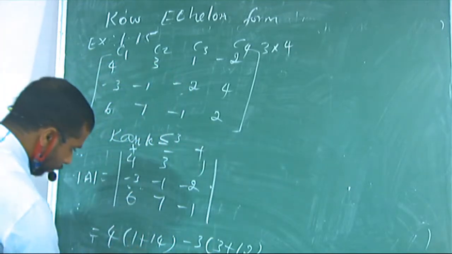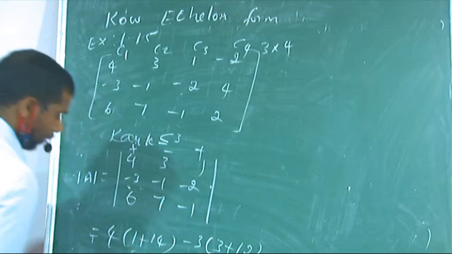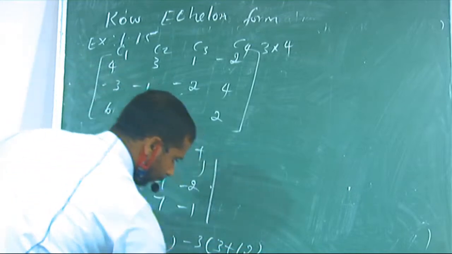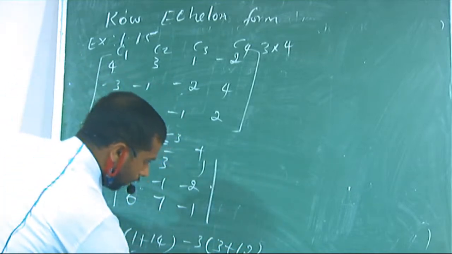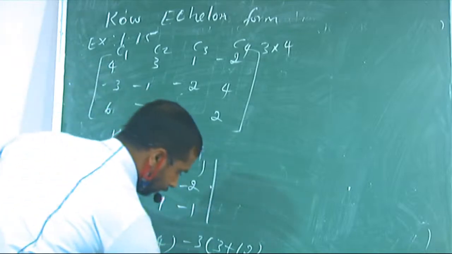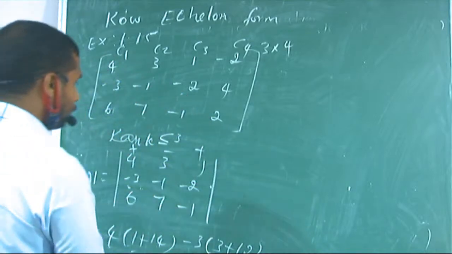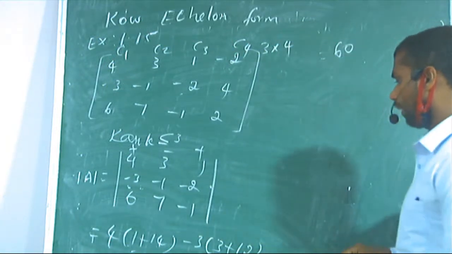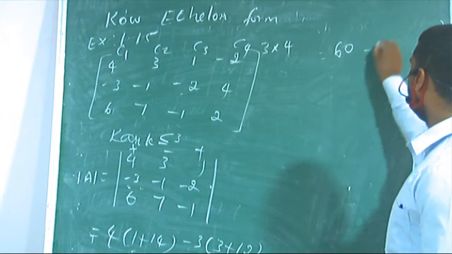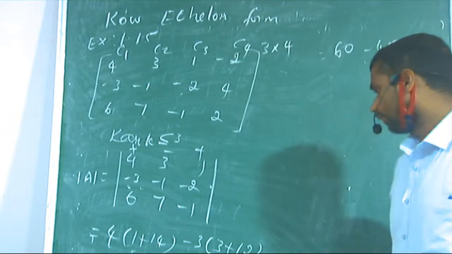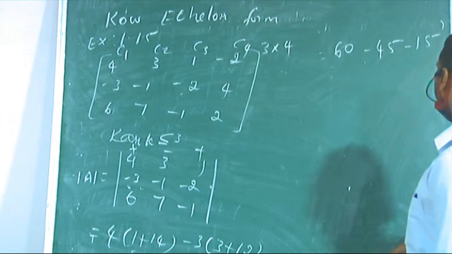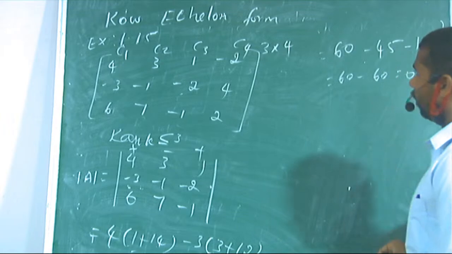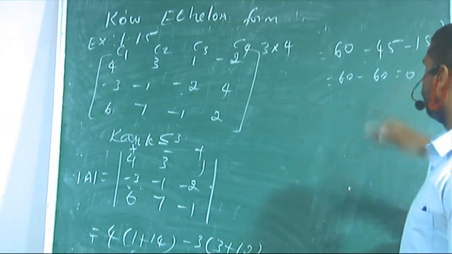Therefore 1 plus 14, 15. Next term, 3 plus 12 is equal to 15. Last term, plus 1 into minus 21 plus 6, therefore minus 15. You can check it. 4 into 15 means 60. The next one, minus 3 into 15 means minus 45. Last term, again plus 1 into minus 15 means minus 15. Therefore 60 minus 60 is equal to 0. So you have to compare next, because 0 is there.